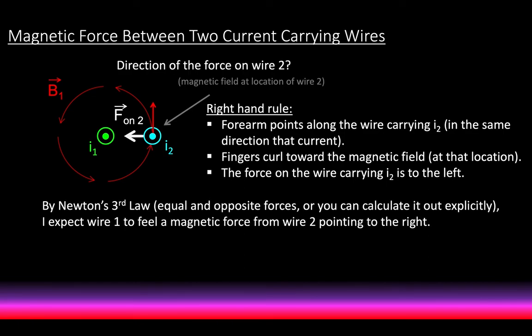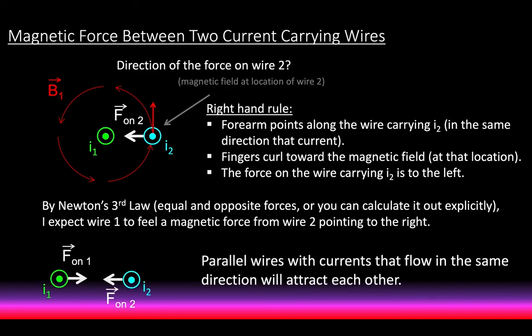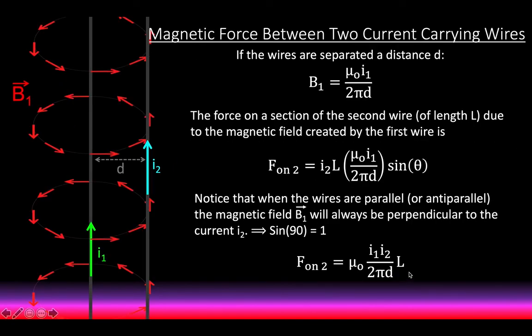By Newton's third law, equal and opposite forces, I expect wire 1 to feel a force pulling it to the right. So I expect wire 1 to feel a magnetic force, created by the magnetic field from the current flowing through wire 2, pointing to the right. So wires that have currents flowing parallel with each other will attract each other. And the strength of the force with which they attract is given by this equation here.